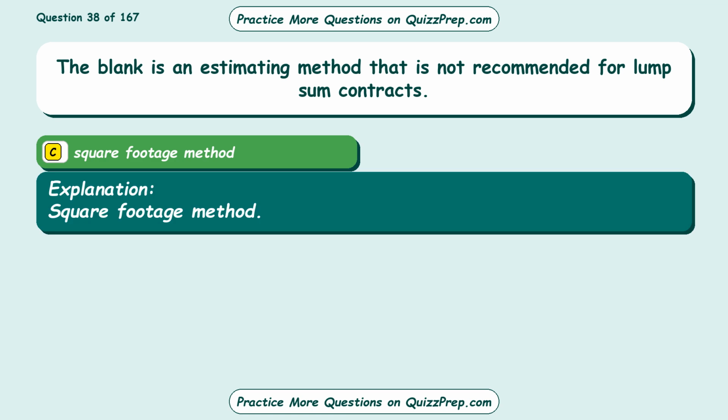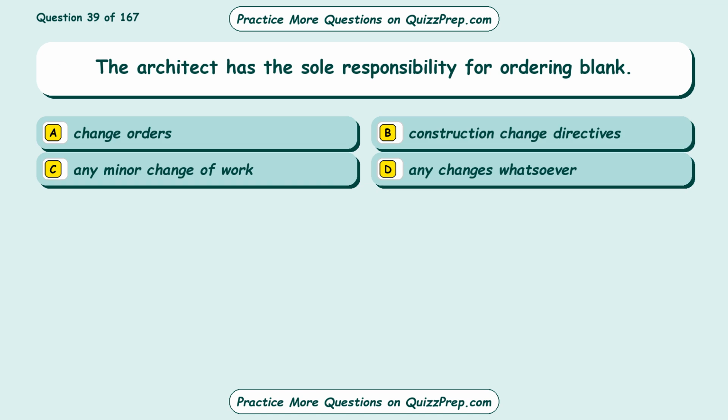Question 39. The architect has the sole responsibility for ordering blank. Option A, change orders. Option B, construction change directives.